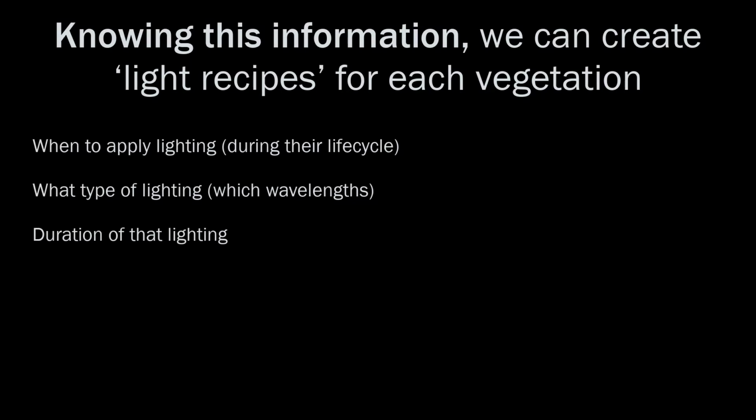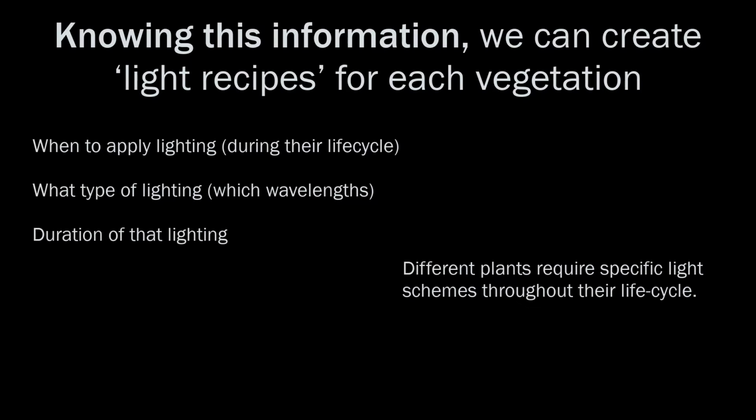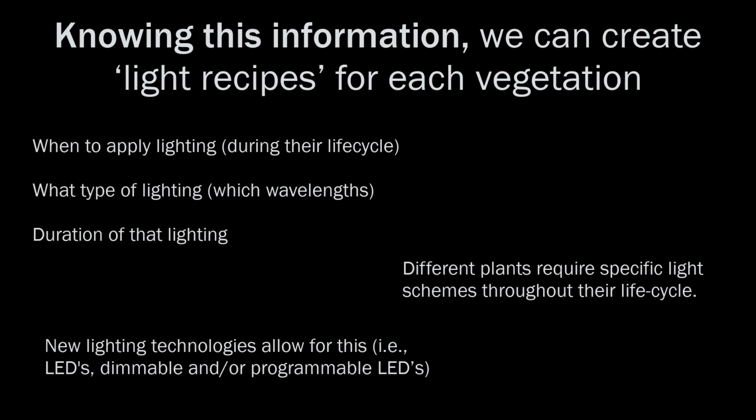Now, knowing this information, we can create what can be called light recipes for the vegetation we're growing. For example, when to apply lighting, what type of lighting, which wavelengths, the duration of that lighting. Now, different plants require specific light schemes throughout their life cycle, and with the new lighting technologies out there, we can optimize the lighting strategy for the desired results we want.